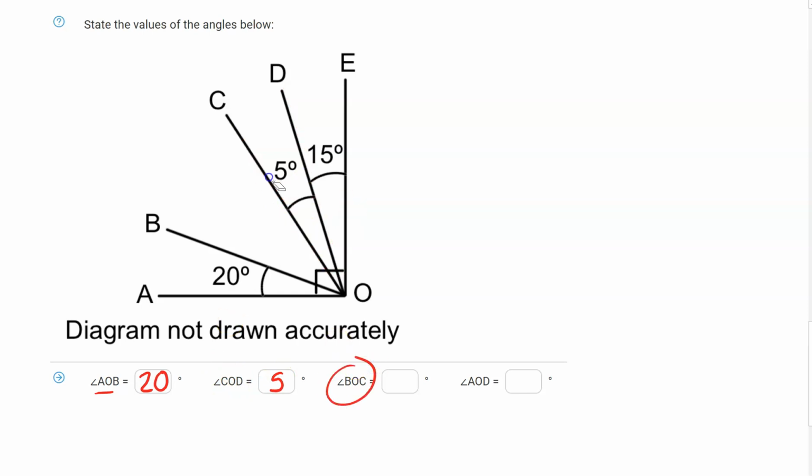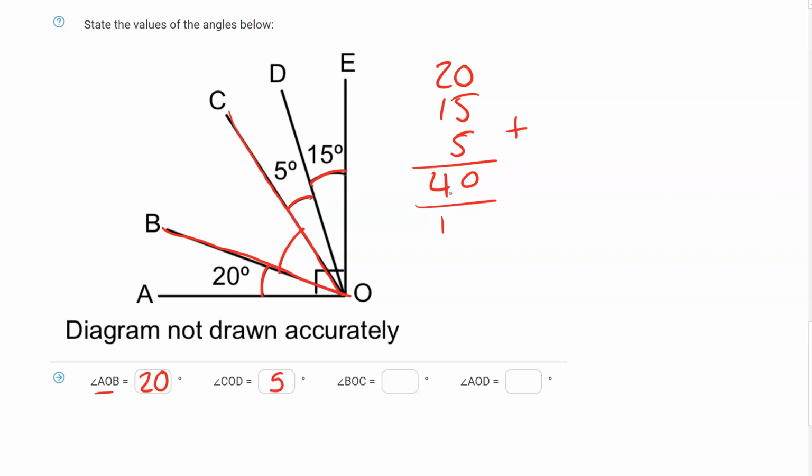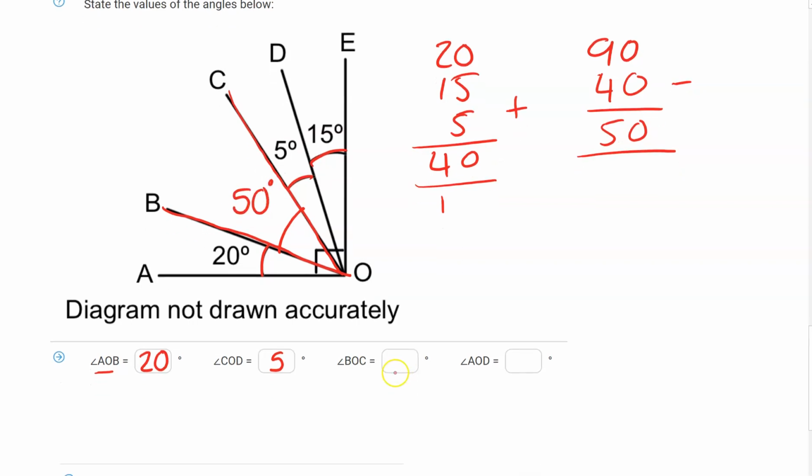Next one, BOC. B, O, C. How big is... Oh, we don't know. Okay, so we've got to work it out. We know they've got to all add up to 90. So I know I've got 20, 15 and 5. So they make 40. So how much more is needed to make a 40 into a 90? It's a 50. So this angle here, the missing one, is 50 degrees.